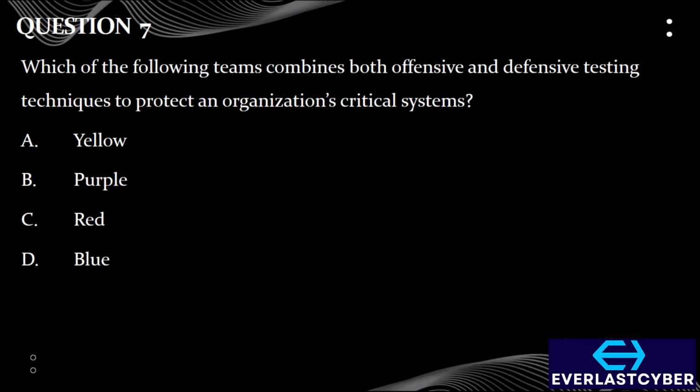Question 7. Which of the following teams combines both offensive and defensive testing techniques to protect an organization's critical systems? A. Yellow. B. Purple. C. Red. D. Blue. For this, we'll be going with option B.